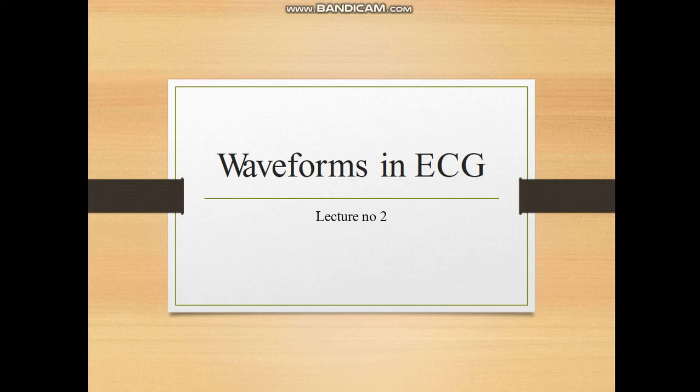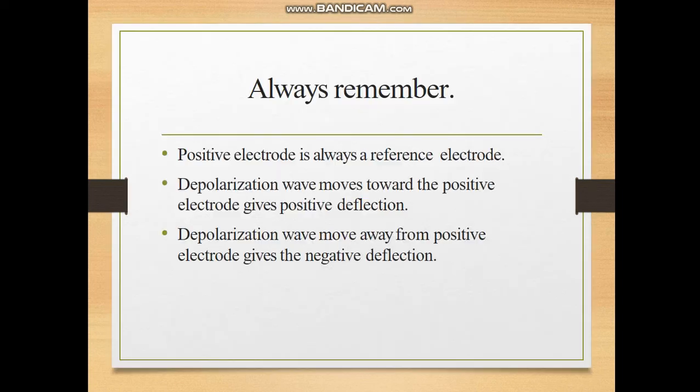Waveforms in ECG. It's the other lecture which I am going to summate with my previous lectures. Always remember, the positive electrode is always a reference electrode. Depolarization wave moving towards the positive electrode gives a positive deflection. Depolarization wave moving away from the positive electrode gives a negative deflection. This is a generalization. Note it. Positive electrode is always a reference electrode.